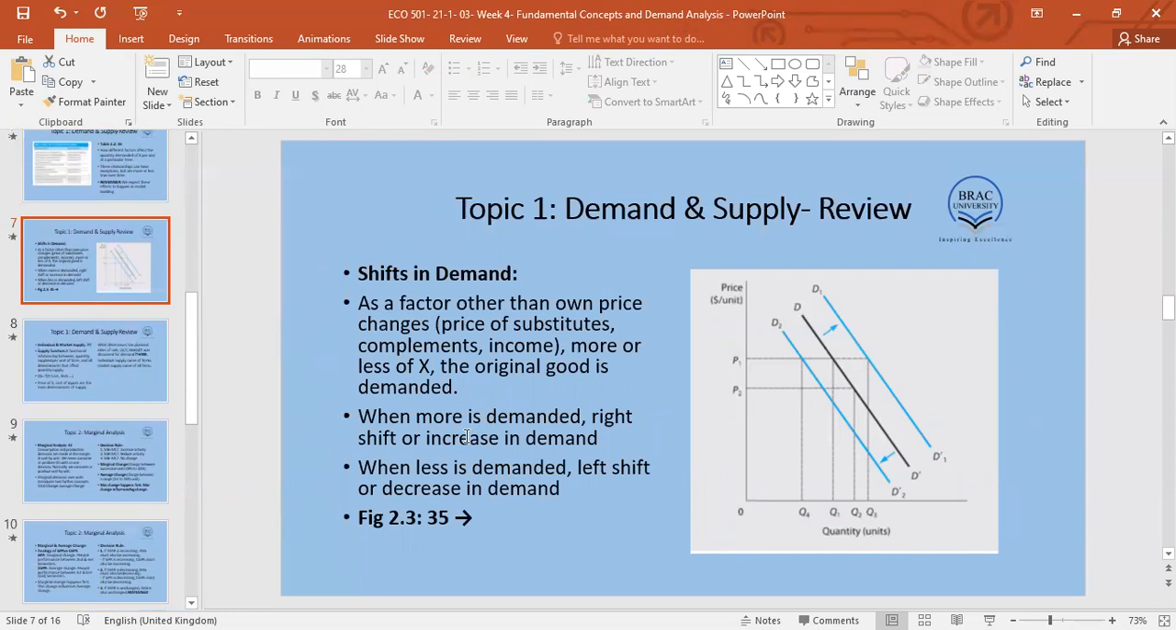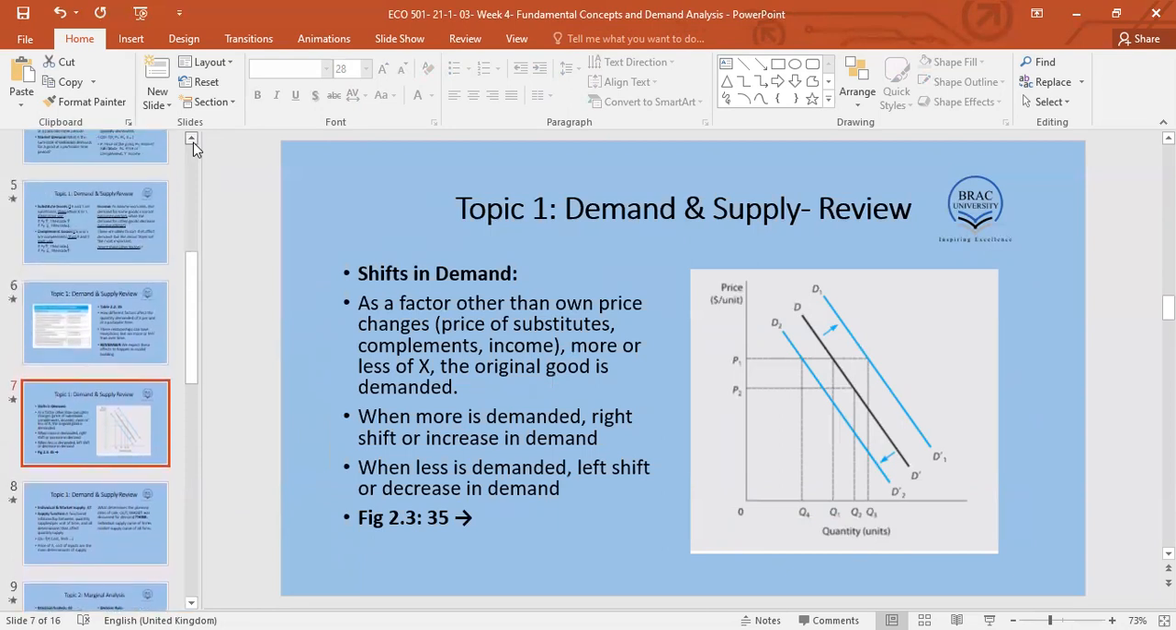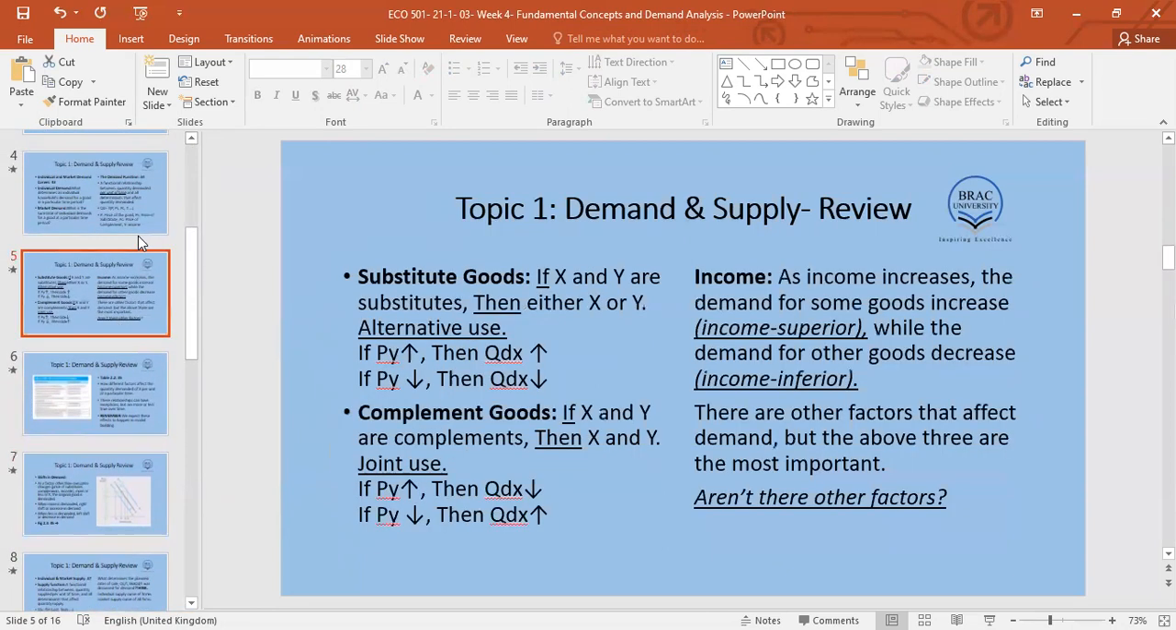Now, what do we define as a shift in demand? A shift in demand is when something other than the price of the commodity influences demand. Let me repeat myself again. Something other than the price of the commodity influences demand.